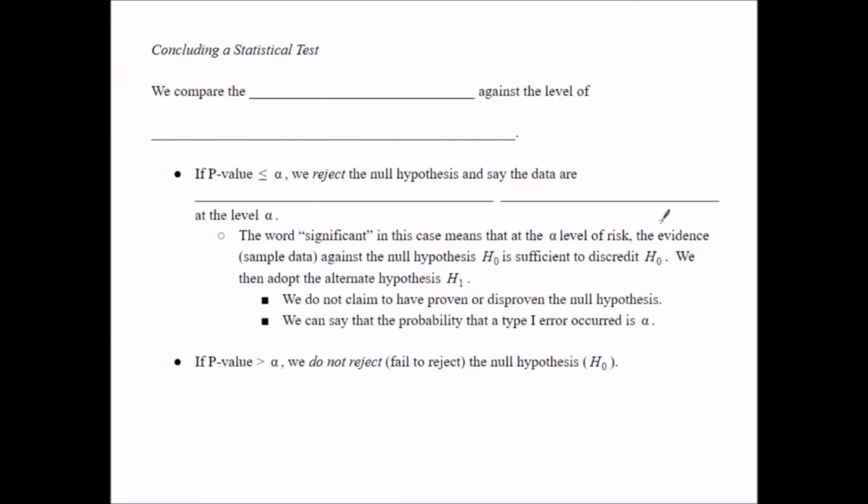All right, so concluding the test. We have two big values that come about. We have the p-value and the alpha, or level of significance. Those are the two things we compare in a statistical test. We compare the p-value against the level of significance, which again is the letter alpha. I make mine look like a fish.